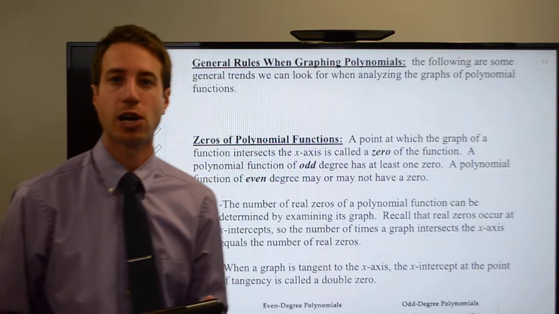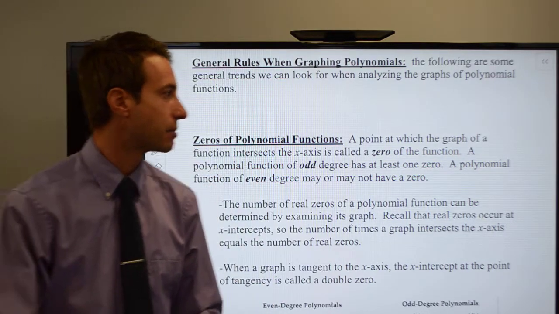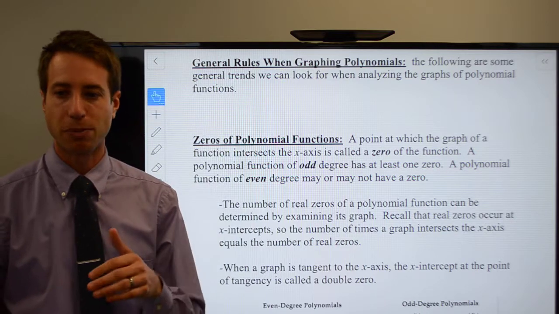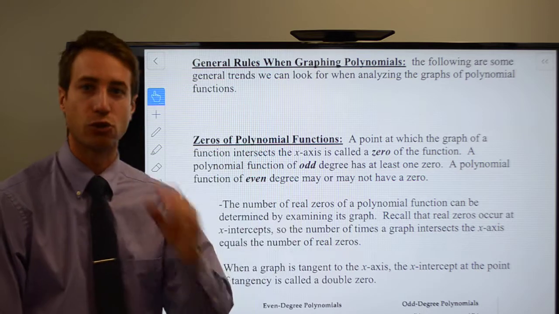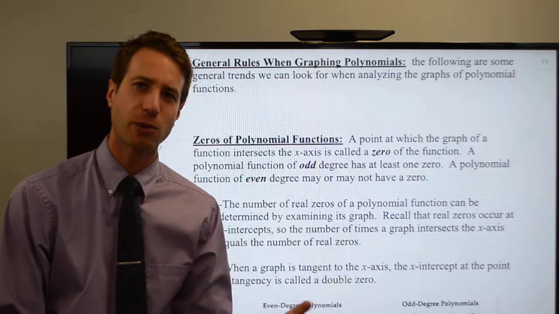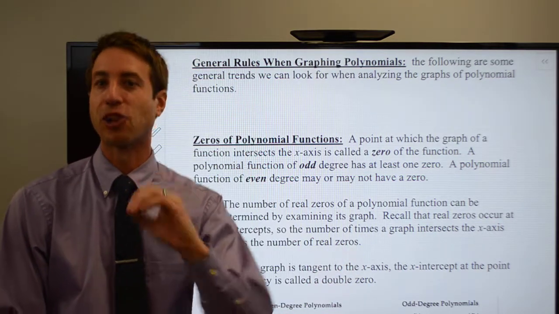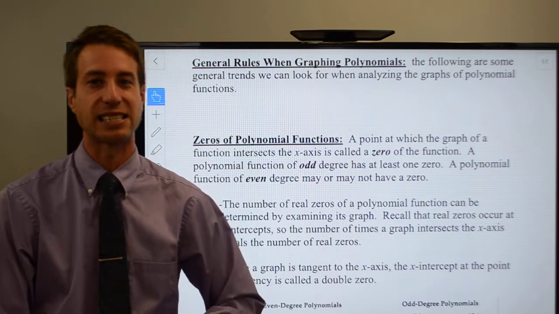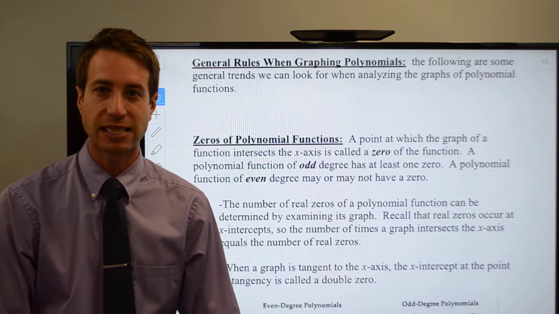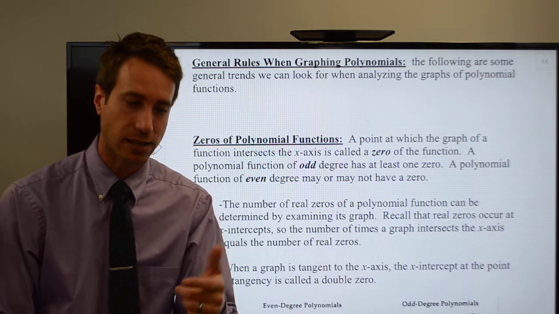The first one we're going to talk about is zeros. And guys, this comes as absolutely no surprise, or at least it shouldn't. Zeros of a polynomial, just like with quadratics. We just got done with chapter 4, where we spent a lot of time finding the zeros of a quadratic. Where does it cross the x-axis? Guys, polynomials work the exact same way.